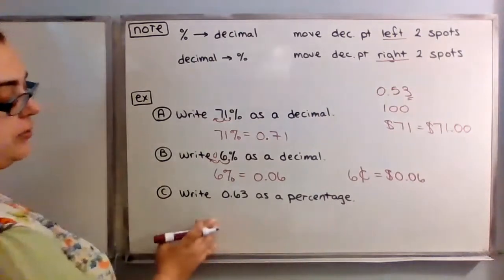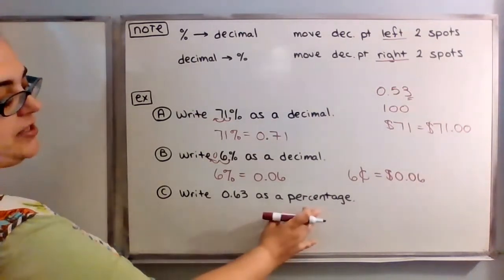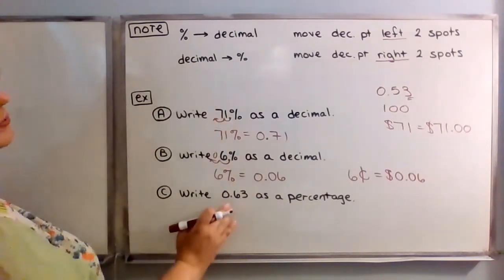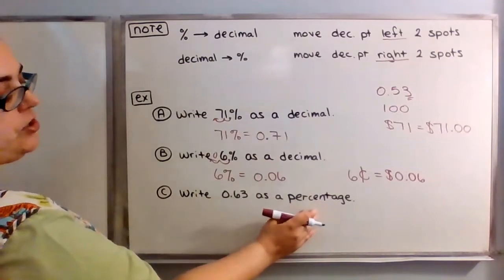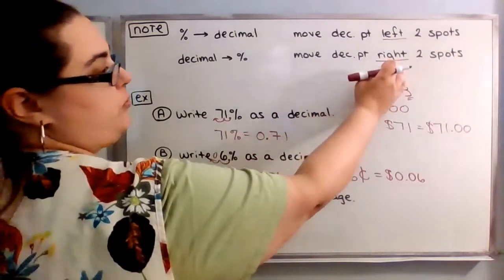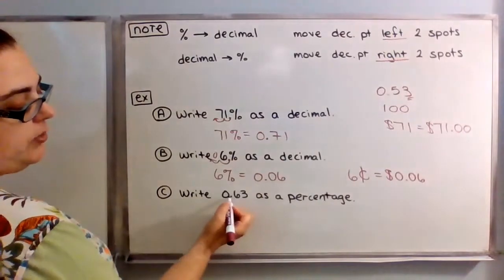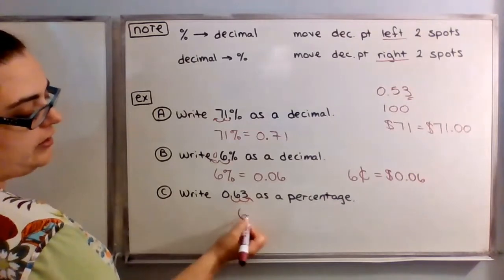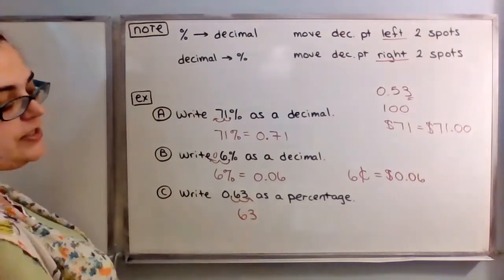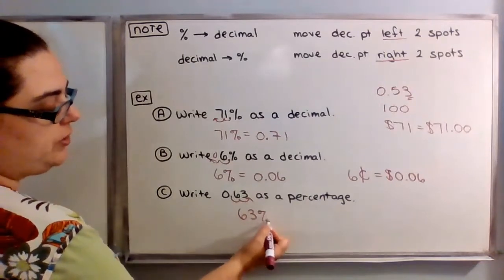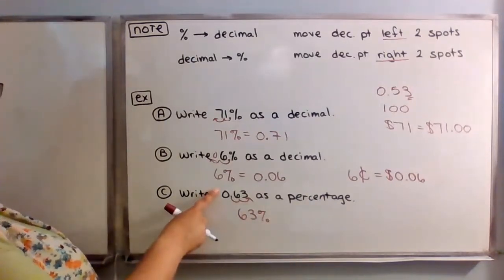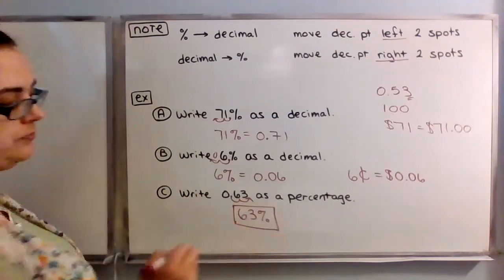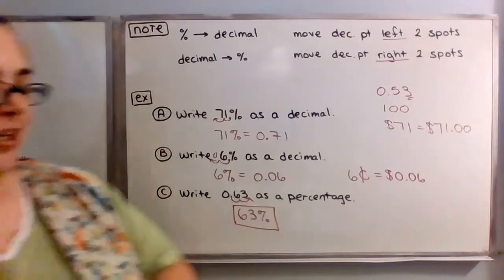Let's work through this last one together. It says write 63 hundredths as a percentage. This time, notice there's no percent sign. So I'm starting out in decimal form and turning it into a percentage. That means I have to move the decimal point to the right 2 places. I already have the decimal point here, so I just move it to the right 2 spots, and that gives me 63. Since we're writing this as a percentage, I have to include the percent sign, because we changed from decimal format into percentage format. So that's our answer here. All right, and that's it.